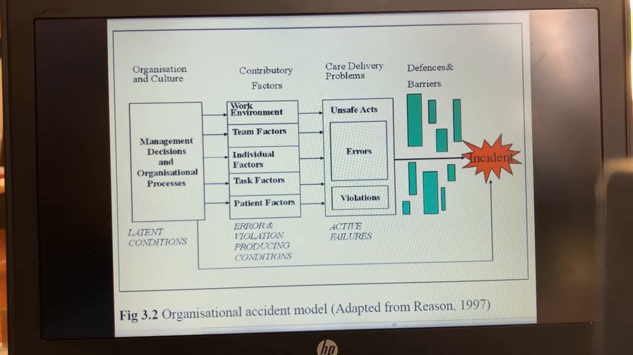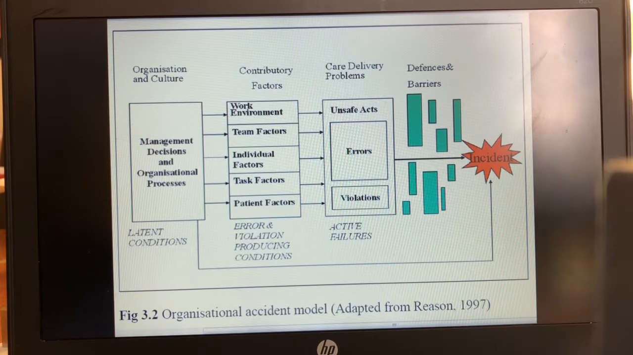but other factors further back in the causal chain also can play an important part in the genesis of an accident, and these are then called latent conditions, as they're often termed, lying in wait. And they often lay the foundations for accidents in the sense that they create the conditions in which the care delivery problems, the active failures, occur.